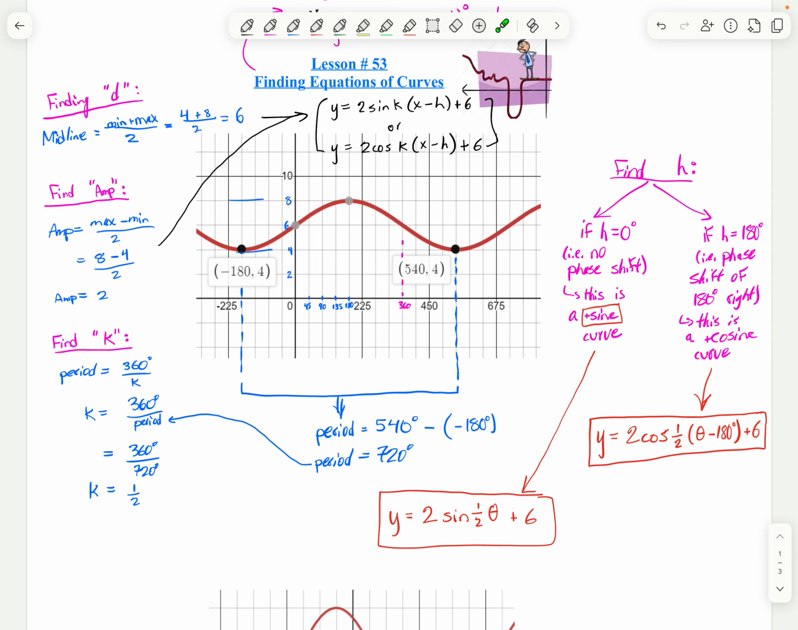And that's what a positive sine equation would look like. So let's also try to write down the cosine equation here. For the cosine, we want to start at a maximum. So there's a maximum right there.